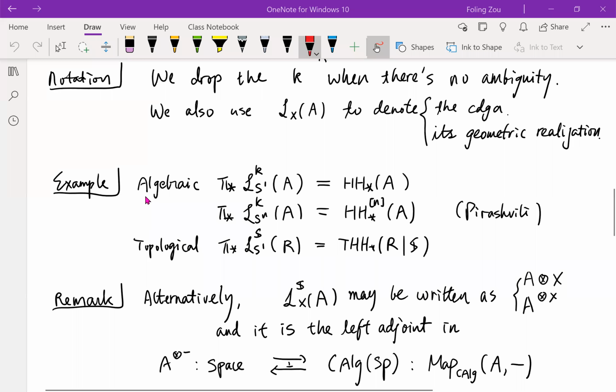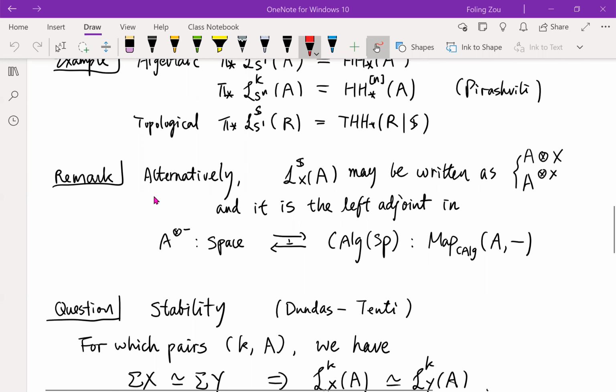Okay, so some examples. When the simplicial set is S^1, the Lode construction in the algebraic context is the Hochschild homology of A. And when X is S^n, this is the higher order Hochschild homology of A. This was studied first by Pirashvili, who also named this construction the Lode construction. And in the topological context, this is THH of R, where the ring spectrum is over S.